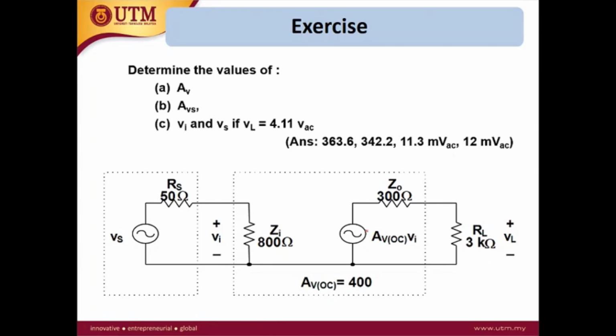Okay, so the last part is the exercise. Determine the values. Let's consider this voltage amplifier model. The Zin is 800 ohm, the Zout is 300 ohm, and AVOC is 400. What is AV? Let's define AV as VL over Vin.